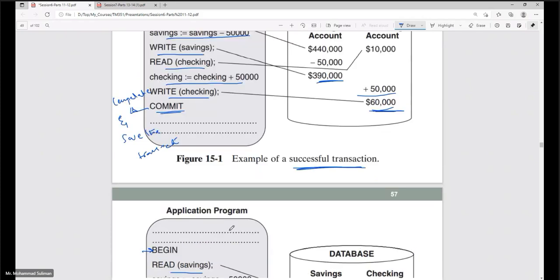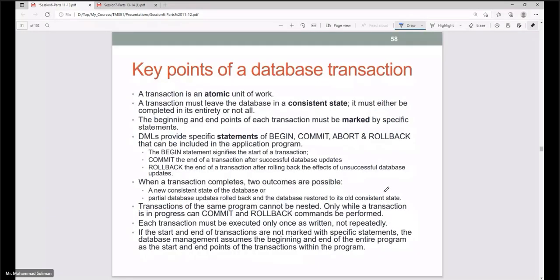Okay. So the key points of a database transaction: a transaction is an atomic unit of work. Atomic يعني single piece of work. يعني أي عملية ناخذ عملية ك one piece or one thing. No, ما ناخذ جزئيات حق العملية، ناخذ ك one piece.